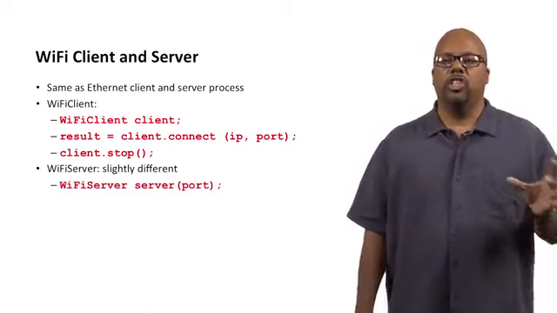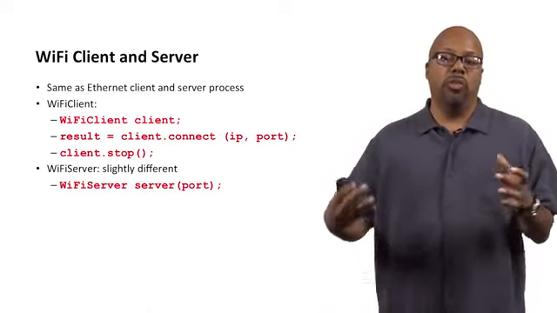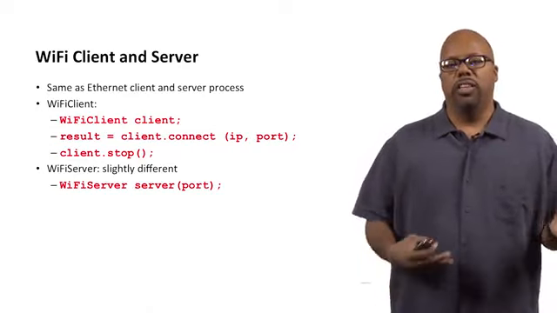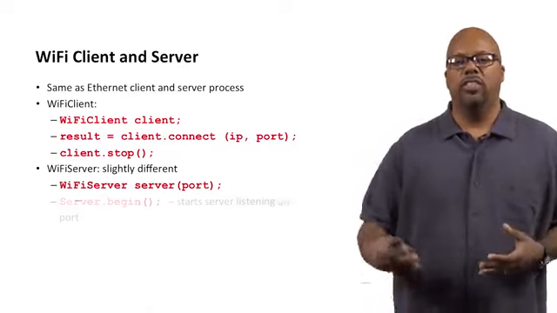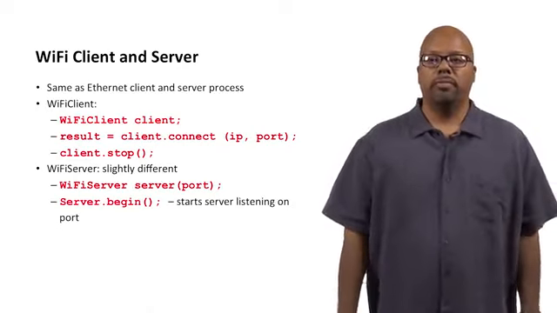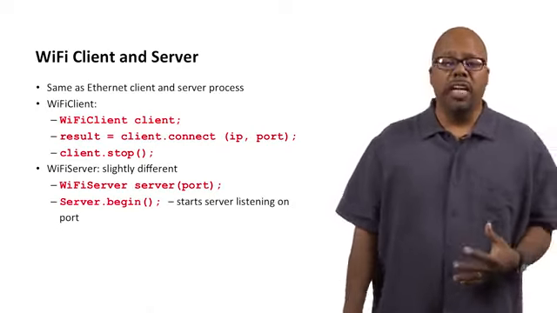Now, Wi-Fi server invokes slightly differently. When you want to act as a server, you call server with a port. It's phrased a little bit differently. Before with the Ethernet, we said server equals Ethernet server port. But it accomplishes the same goal. And then you call server.begin to start the server listening on the port. Actually, that's the same as with the Ethernet library too.